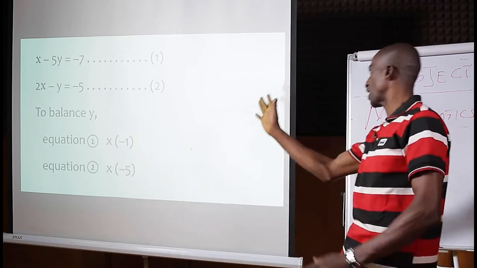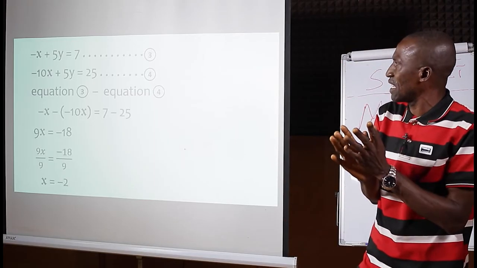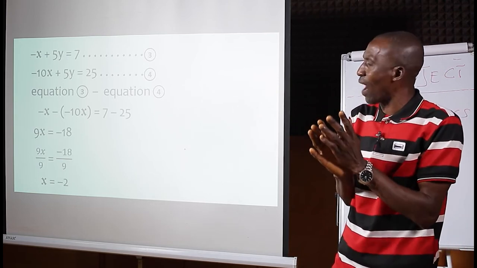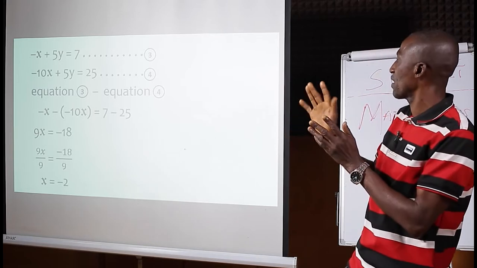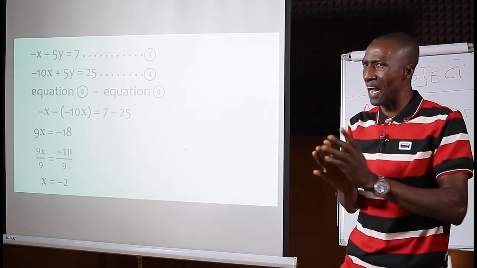So by doing that, we shall have minus x plus 5y equals 7. I name it equation 3. And also, I have minus 10x plus 5y equals 25. I name it equation 4. Now, you can see that in the two equations, the coefficients of y are the same: plus 5 in equation 3 and plus 5 in equation 4, which shows that they are balanced.